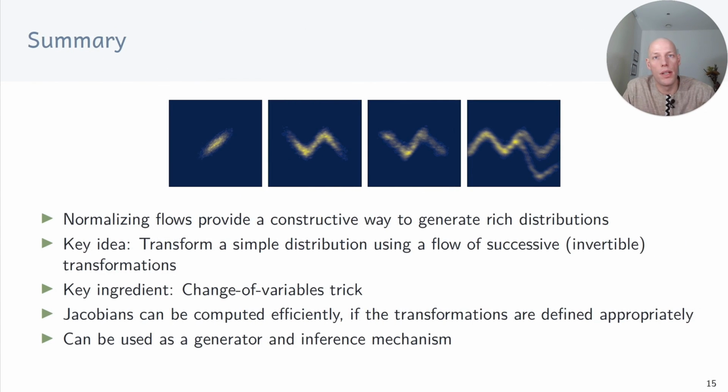To summarize, normalizing flows are a constructive way to generate rich distributions. The key idea is to transform a simple base distribution using a flow of successive invertible transformations. The key ingredient here is the change of variables trick that allows us to do this. Jacobians can be computed efficiently if the transformations are defined appropriately. Normalizing flows can be used for data generation and as an inference mechanism.